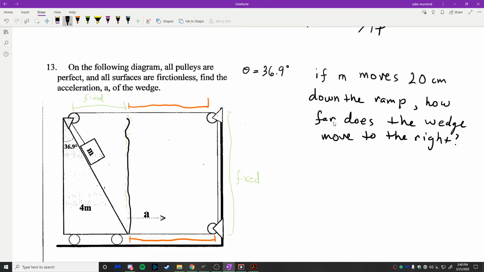If the wedge is right here, for example, then the block is now going to be somewhere down here, and it will have moved this distance, while the wedge will have moved some length of string here that got shorter on this side, and it got shorter on this side as well. So I would say that the answer would be 10 centimeters to the right.